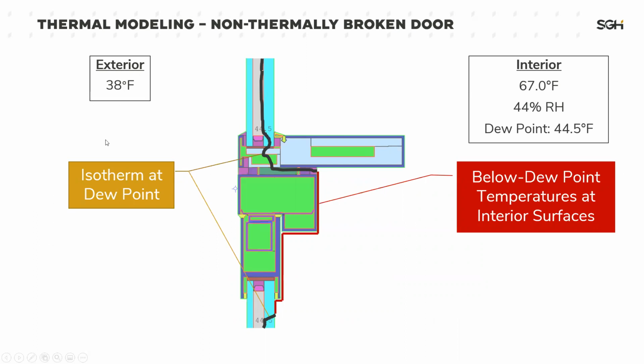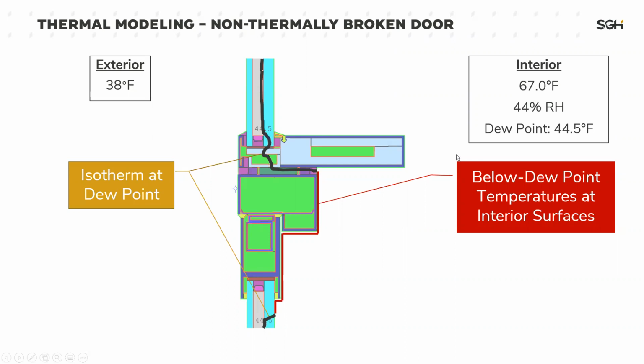On the left is the exterior, which we varied the temperature to try to figure out when condensation would form. And on the right, we also varied the interior because, as I said, we can't assume that it's 70 degrees Fahrenheit and 50% RH.